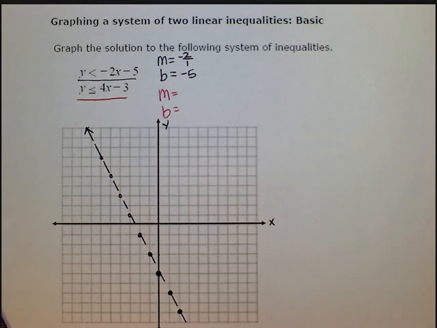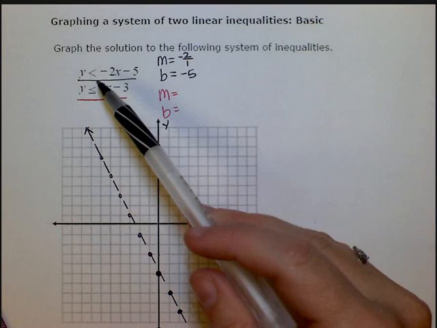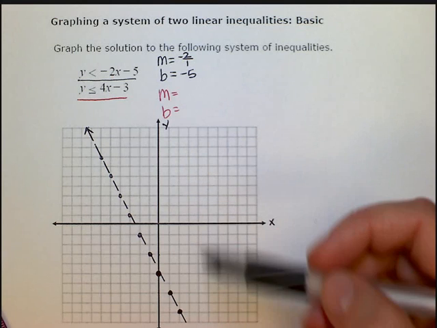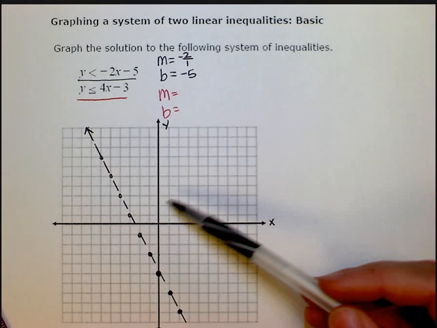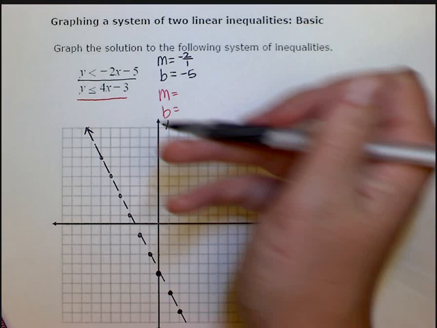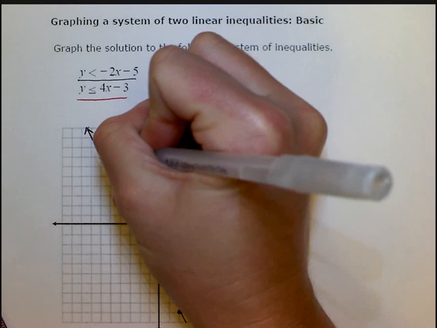Now I need to shade. y is less than negative 2x minus 5. Now for some of you, you can tell which of this is less than. But if you can't, here's a tip. Imagine a little dude climbing a mountain right here.